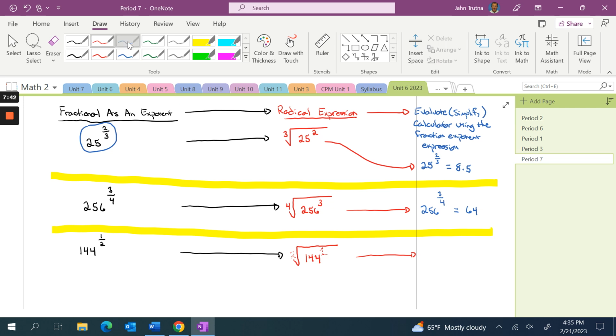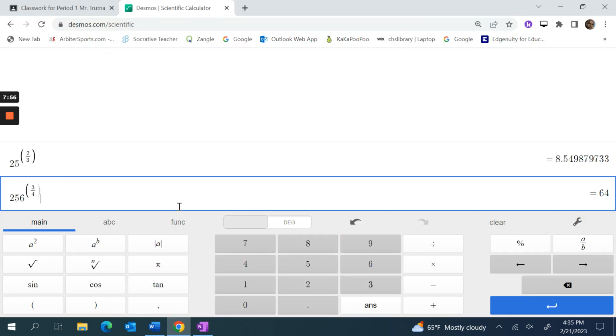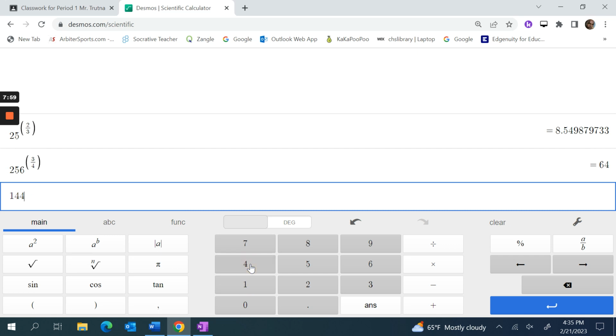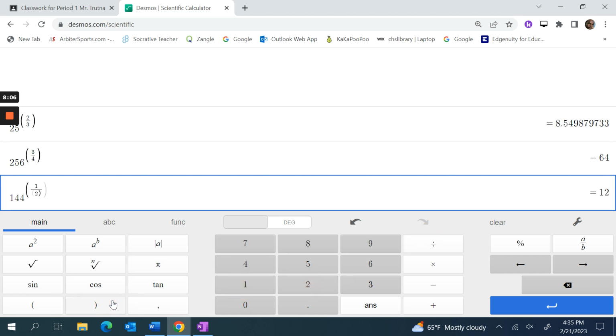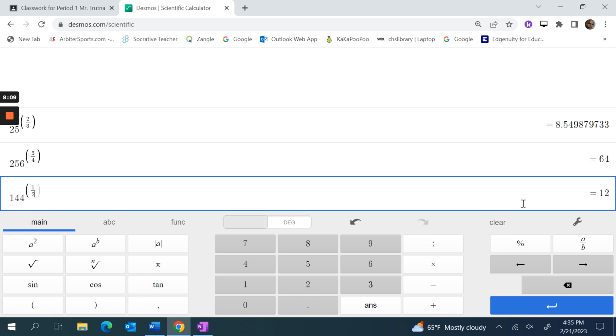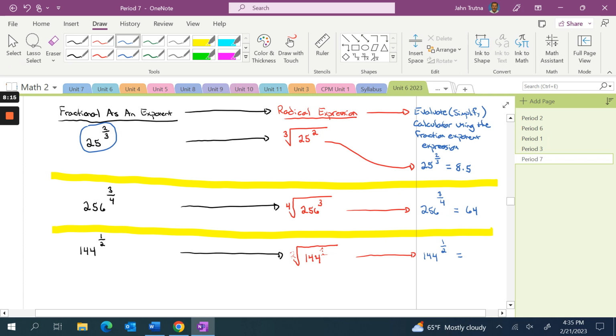Now I'm going to evaluate it. So I take my fraction exponent form, 144 to the 1/2 exponent, and I put that into my calculator to evaluate. I type in the base, 144, I use my exponent key, and then I'm going to do parentheses, and I'm going to do the fraction 1/2. Whoops, and you can see the answer is 12. So 144 to the 1/2 power, when I evaluate it, turns out to be 12. All right?